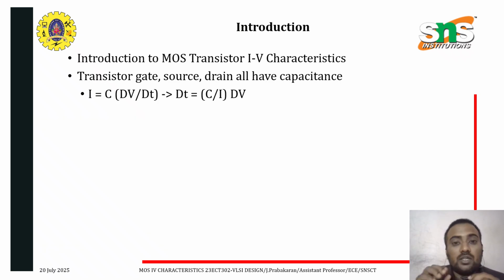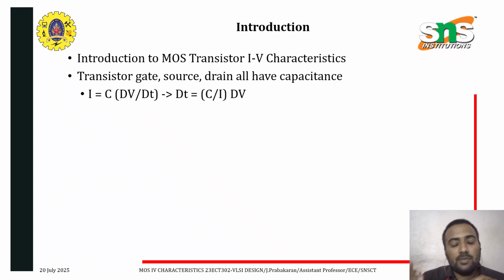Before that, we should know about the introduction of MOS transistor. MOS, metal oxide semiconductor transistor, particularly MOSFET, are widely used in both analog and digital circuits. Understanding their current voltage characteristics is essential for analyzing and designing electronic circuits. Then followed by, we will see the MOS structure.